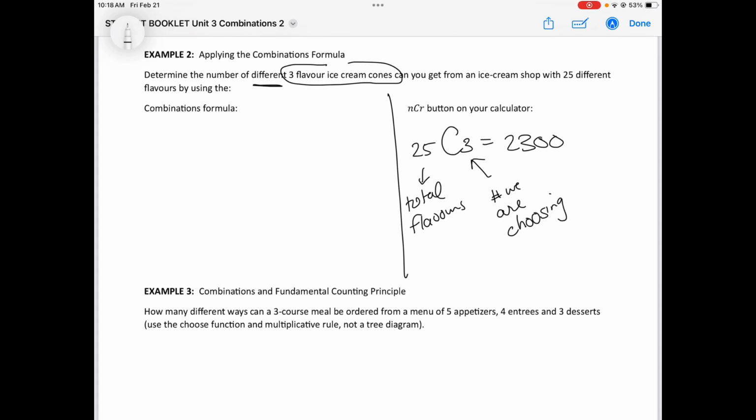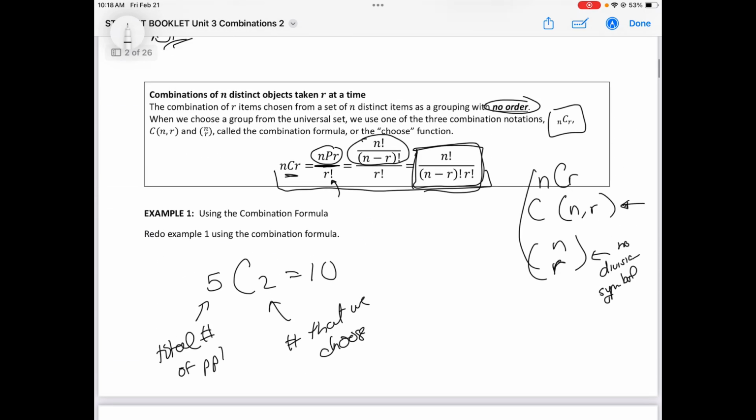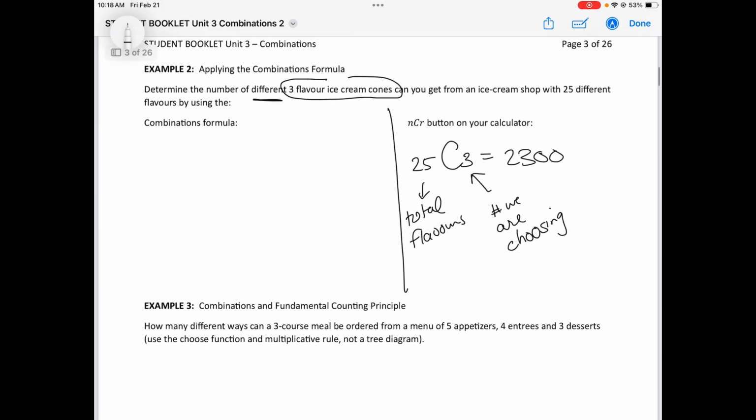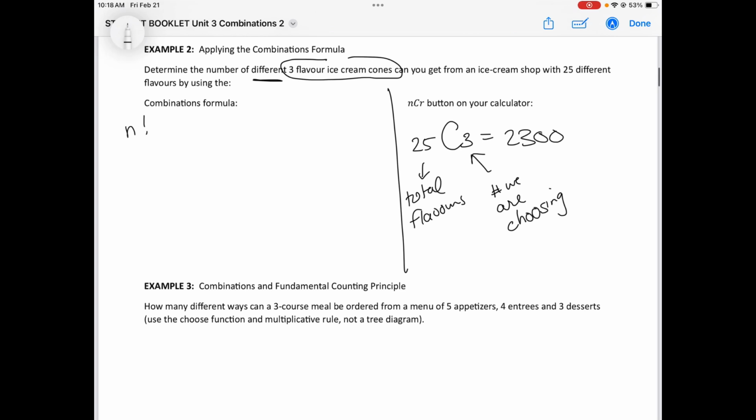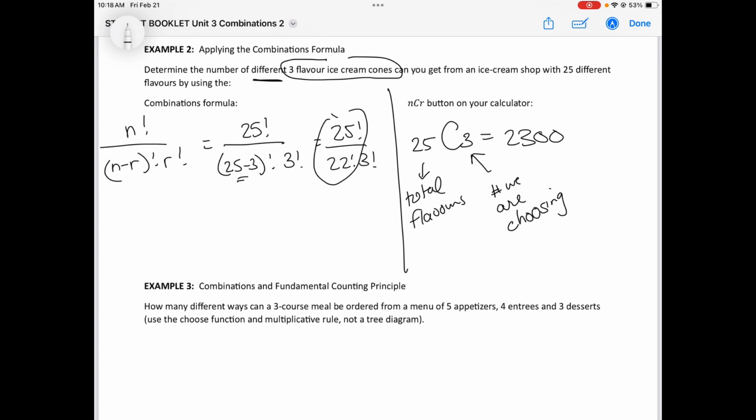Okay? But the actual combination formula, remember from up here, it's n factorial over n minus r factorial, and then r factorial. So this is simply 25 factorial over 25 minus 3 factorial, and then 3 factorial. If you actually think about 25 minus 3, this is going to be 22 factorial, 3 factorial. Let's actually expand this part of it, okay?